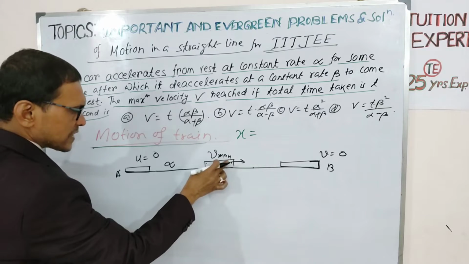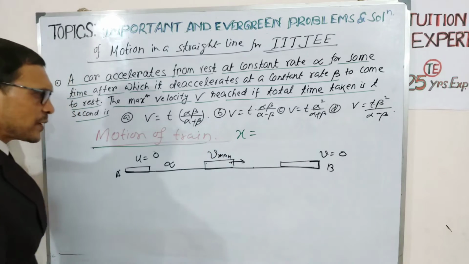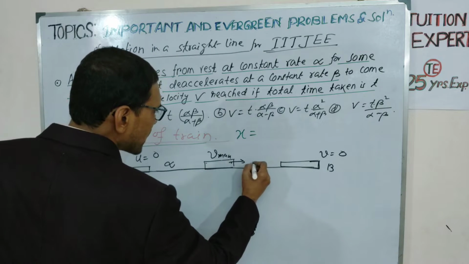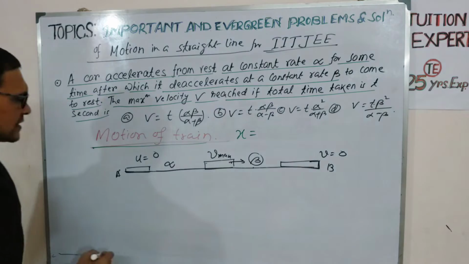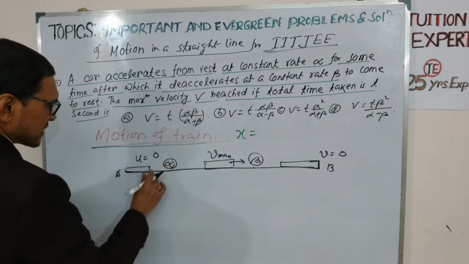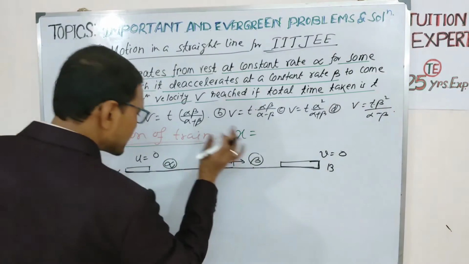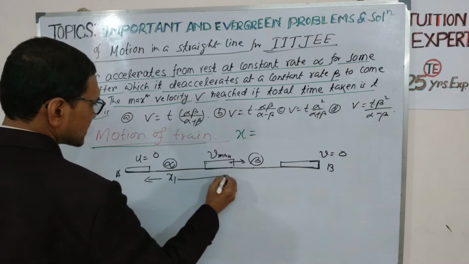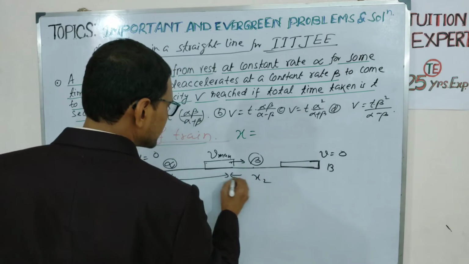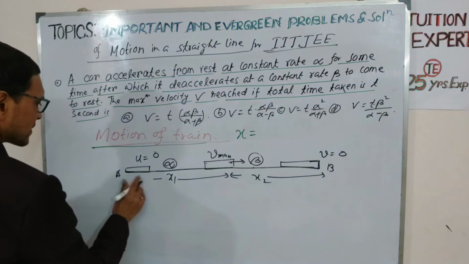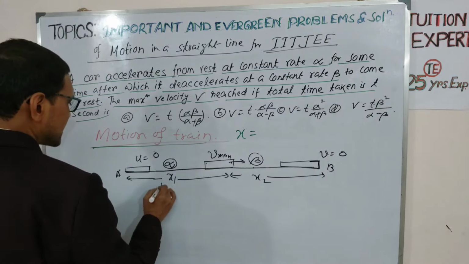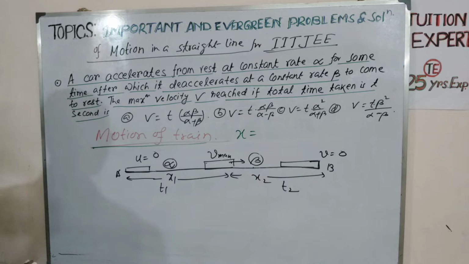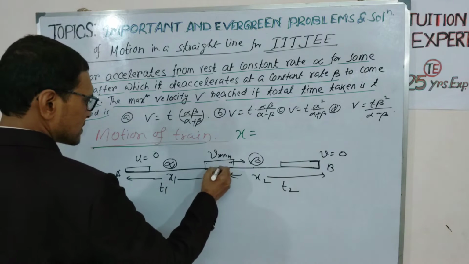So when he applies the brakes, at that instant velocity is maximum, and this path the train moves with retardation beta. The train moves this part with acceleration alpha and this part with beta. Now suppose the distance travelled is x1 here and this distance is x2, time taken is t1 here, time taken is t2 here. So always consider it in two parts. Suppose this point is C.